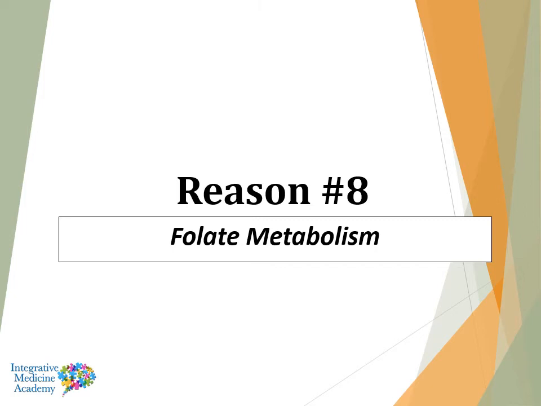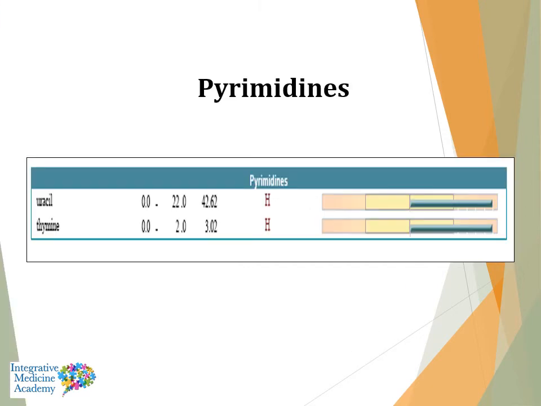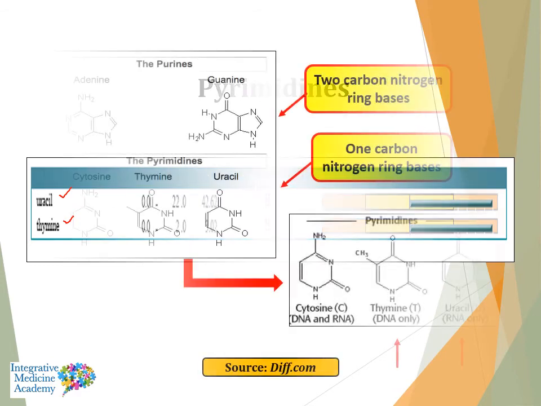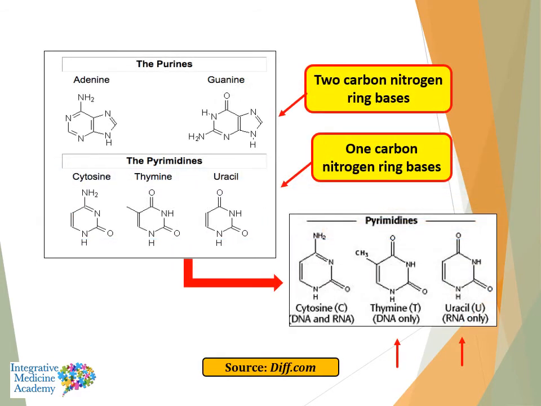Reason number 8 is to evaluate folate metabolism. Pyrimidines are two types of chemicals that are linked to uracil and thymine as part of our RNA and DNA at the nuclear level in our cells. So we know that thymine is linked to DNA, uracil is linked to RNA. So these have a relationship to folate and folate metabolism.